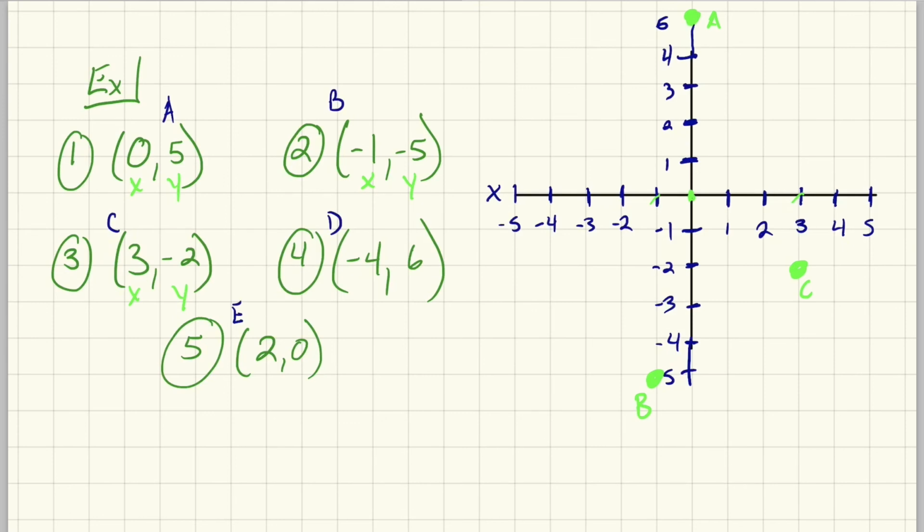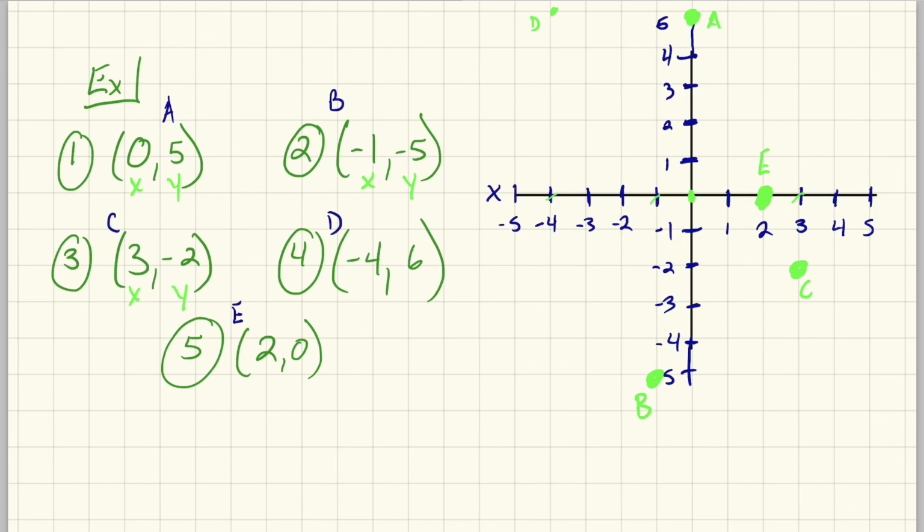Point D is -4, 6, so starting at our origin, we're going to go left 4 spots, and then up 6 spots. That's going to completely go off of our graph, so that's just going to be way, way high up here somewhere. That's where D is going to be. And then E is going to be 2, 0. And that means starting at our origin, we go to the right 2 spots, but up and down no spots. And now we've got our last point.